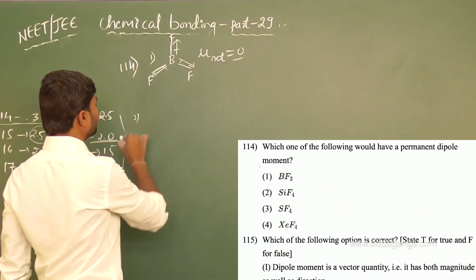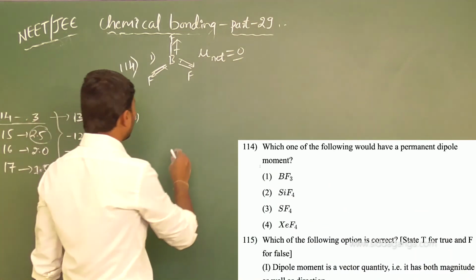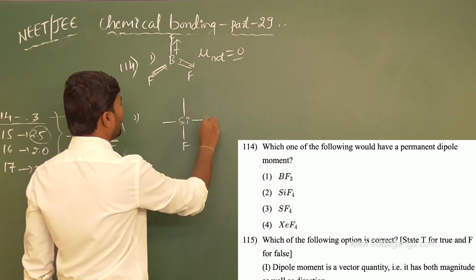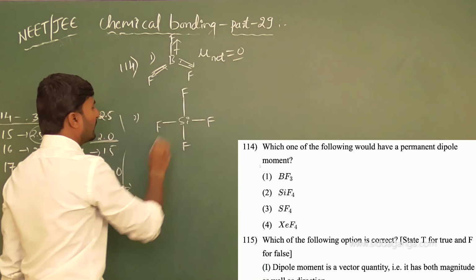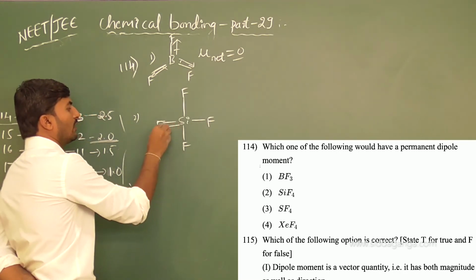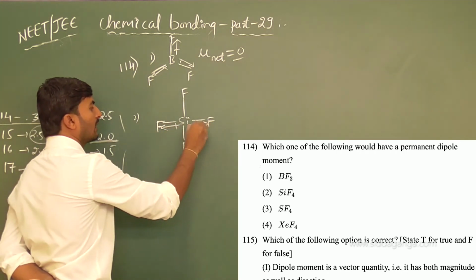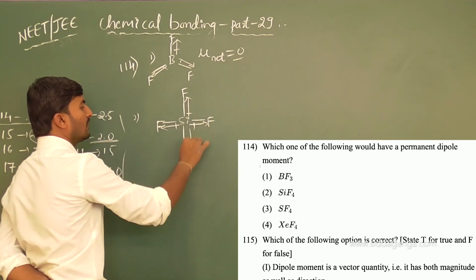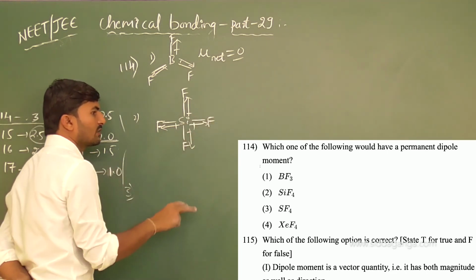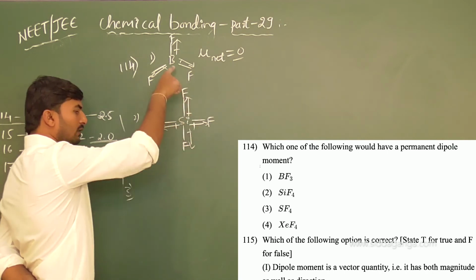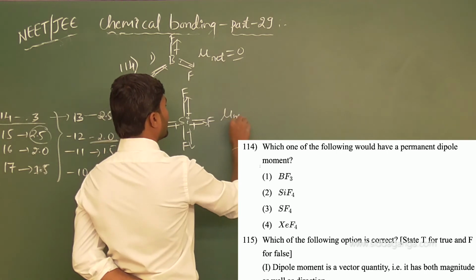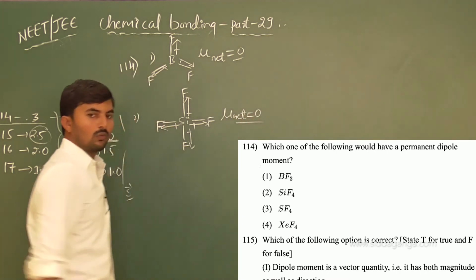And the second one, silicon tetrafluoride, SiF4. Among these, silicon is less electronegative than fluorine. So the moment of bond dipole should be like this, towards the fluorine, here also towards the fluorine. These two bond dipoles are in opposite direction and will cancel with each other. And these two bond dipoles are moving in opposite direction, which will cancel each other, and their net dipole moment is equal to 0.